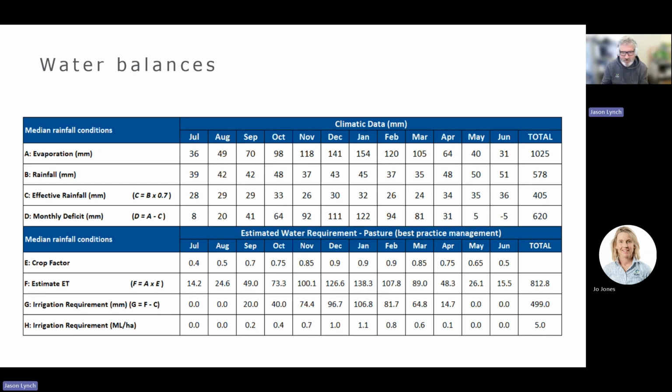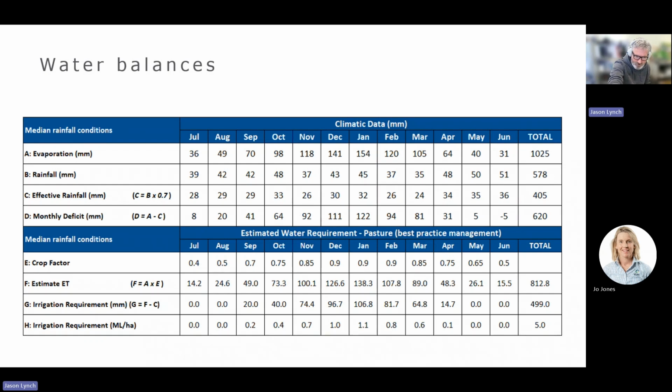Go down to the next layer. We're talking about pasture in this case. Best practice management, so we're assuming everything's being operated and managed well. We've got a row for the crop factor. We can see for pasture, in the middle of winter, it's down about 0.4. Go all the way through to the height of summer, it's about 0.9. We have an evapotranspiration estimate. That's evaporation times the crop factor, and we can see that extend throughout the year.